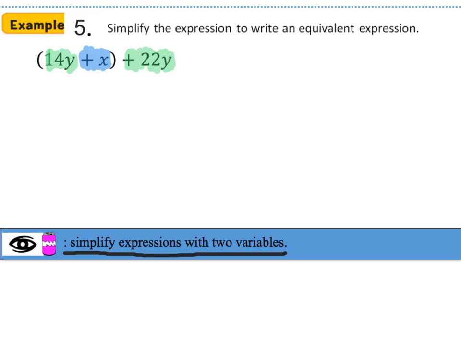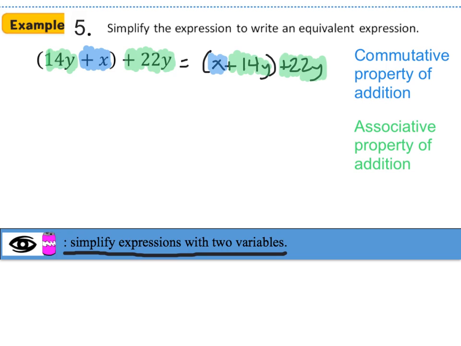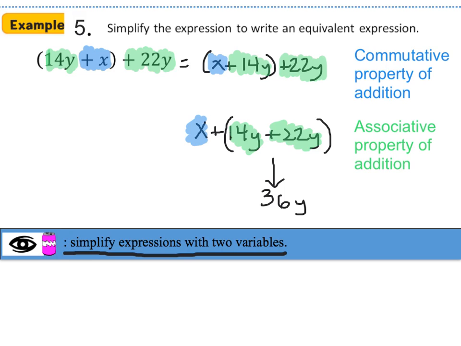So using the commutative property of addition, I can rewrite this problem to look like this. Parentheses x plus 14y parentheses plus 22y. All I did was flip the order of the x term and the 14y term. So now using the associative property of addition, I can group the like terms and group the 14y plus the 22y. So now we can combine like terms to get 36y.